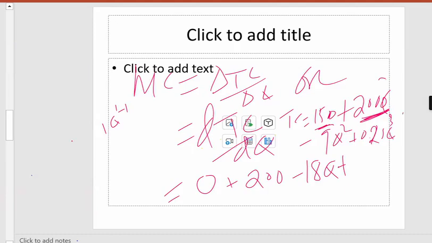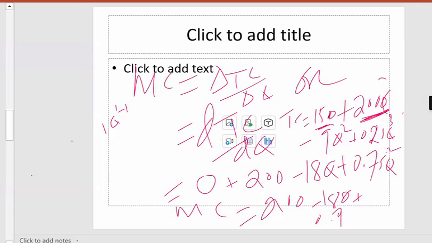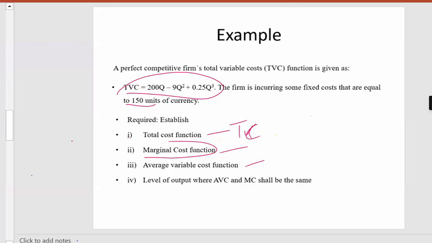Plus there is a 3 here, you see, right? So 3 times 0.25 is 0.75, and then Q square, because from the 3 we subtracted one. So the marginal cost is, you can ignore the zero, 200 minus 18Q plus 0.75Q square, right? So that is the marginal cost, which is this one here.